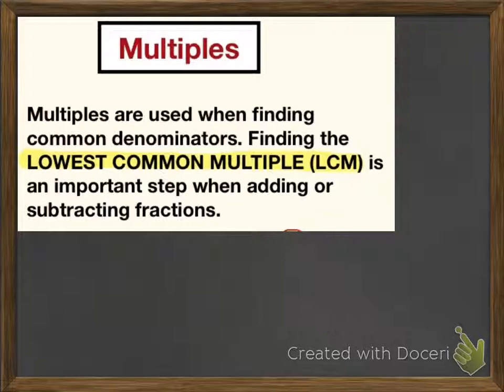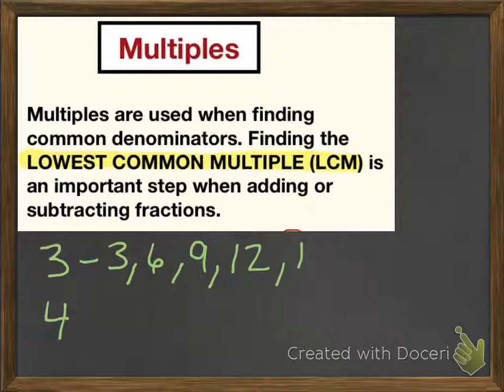So let's do an example with two numbers. We're going to find the multiples of 3 and 4. When we're finding multiples of 3, we're counting by threes. 3, 6, 9, 12, 15. We're going to stop there because we're trying to find a common multiple between 3 and 4.